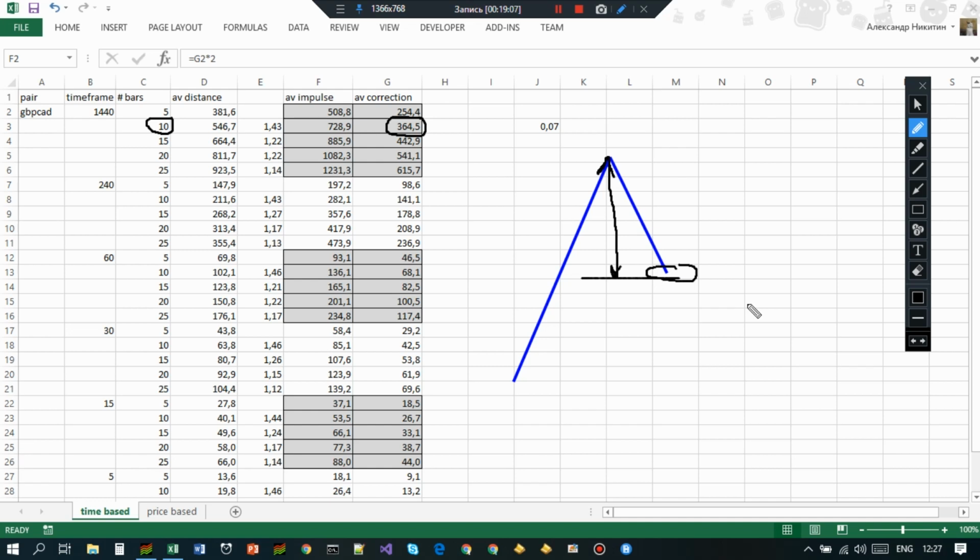Now let me do something different with this. Let me calculate the inverse.